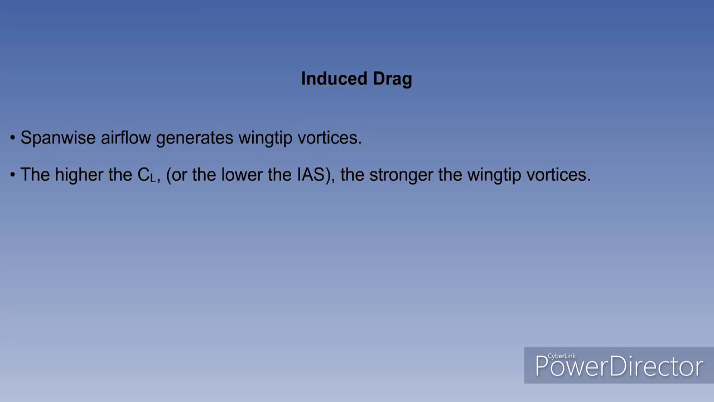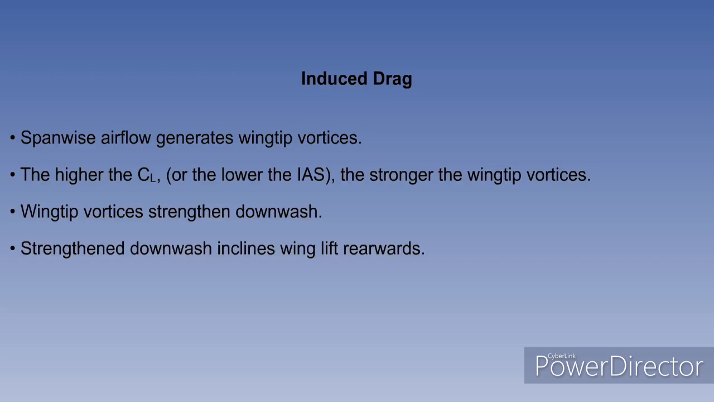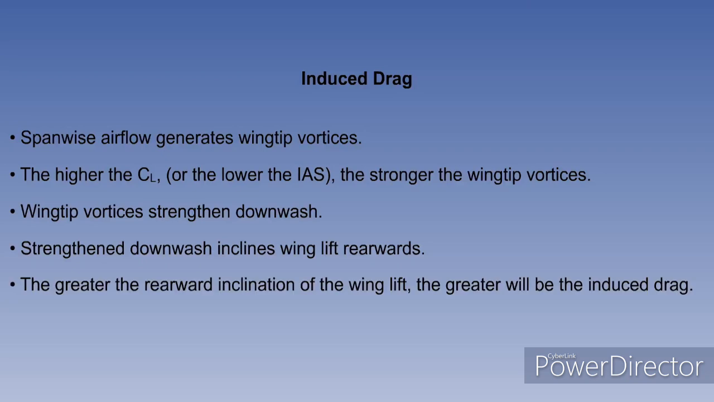On induced drag, you will need to remember the following key points. Spanwise airflow generates wingtip vortices. The higher the CL, or the lower the IAS, the stronger the wingtip vortices. Wingtip vortices strengthen downwash. Strengthened downwash inclines wing lift rearwards. The greater the rearward inclination of the wing lift, the greater will be the induced drag.